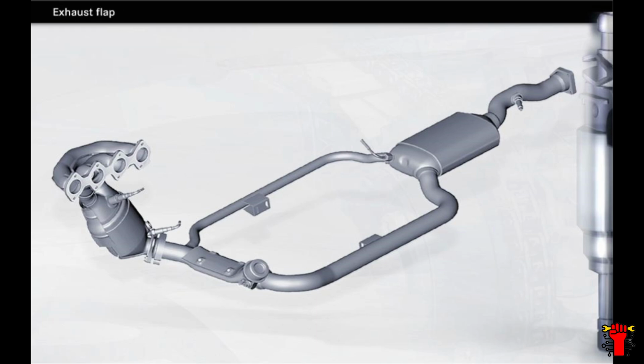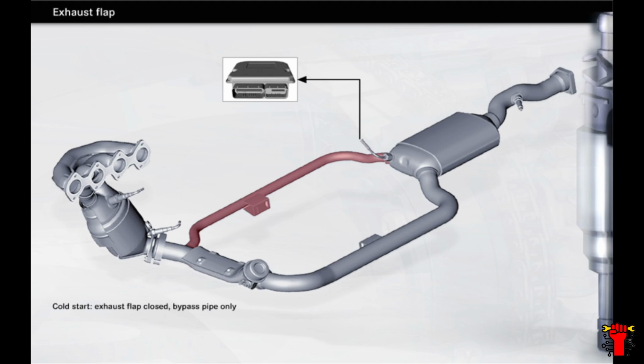Following a cold start, the control module shuts the exhaust flap. The exhaust gases flow quickly through the bypass pipe so that the storage catalytic converter can quickly heat up to its optimum temperature. Once the exhaust gases reaching the storage catalytic converter are sufficiently hot, the control module opens the exhaust flap. Some of the exhaust gas now cools down in the cooling pipe, enabling the storage catalytic converter to maintain its optimum temperature.